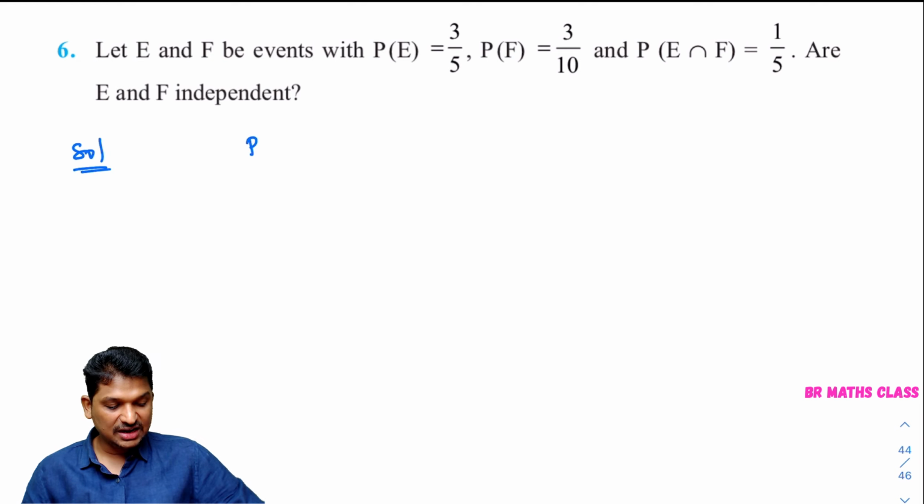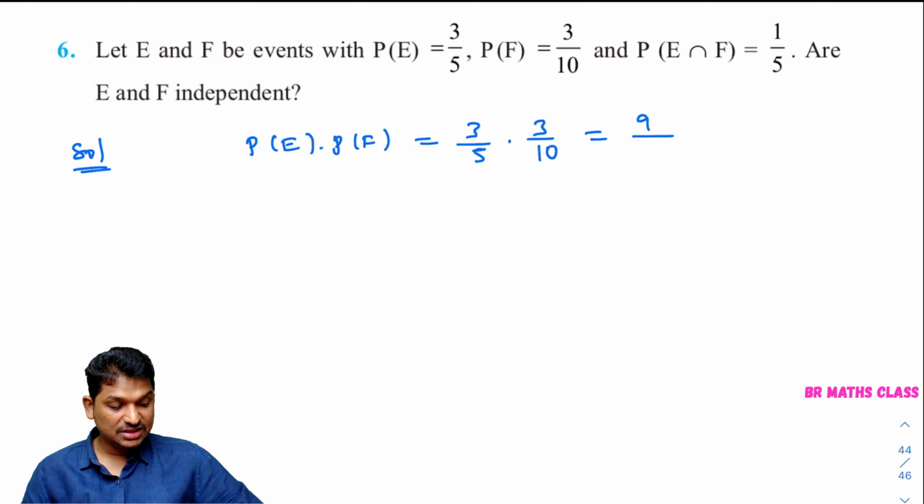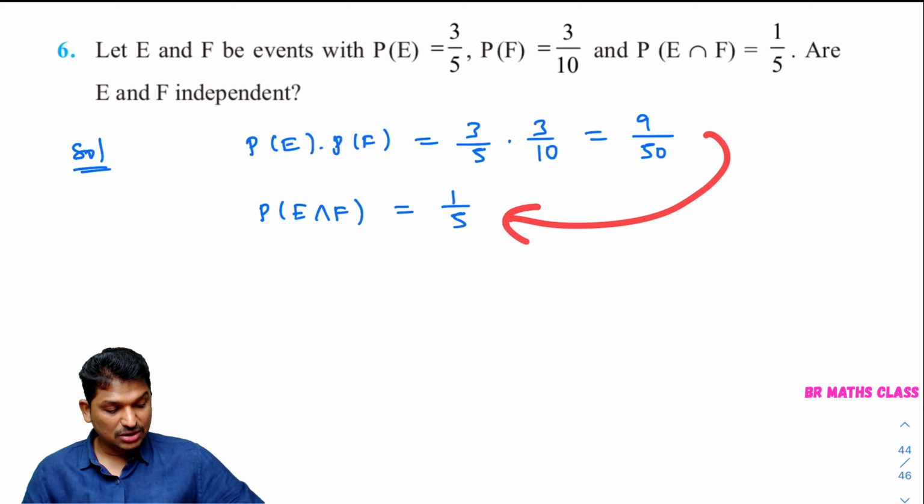So what I'll do, first I'll calculate probability of E into probability of F. Probability of E is what? 3 by 5, they gave in the question. Probability of F is 3 by 10, that is given in the question. 3 3s are 9, 5 10s are 50, so 9 by 50. Okay, probability of E intersection F. What is probability of E intersection F? 1 by 5.